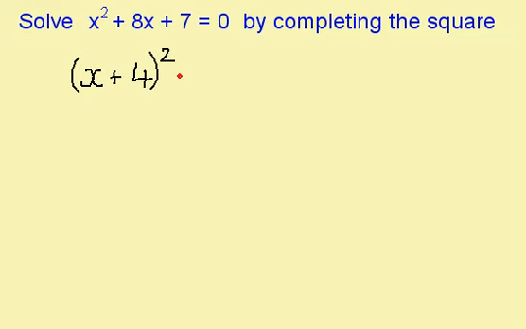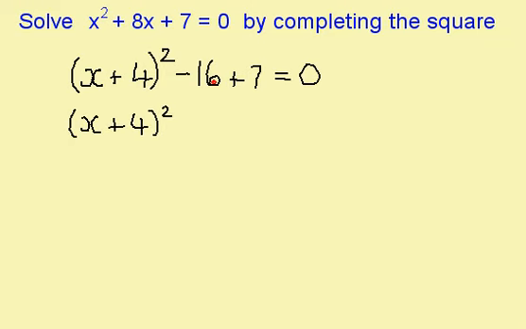Now, if I multiply out this bracket, I would get x² + 8x + 16. But in my equation, I don't have a plus 16, so I need to take that off. Then I write in my plus 7 and my equals 0. I can simplify this part. So I have (x + 4)² − 16 + 7, which gives me −9, equals 0.